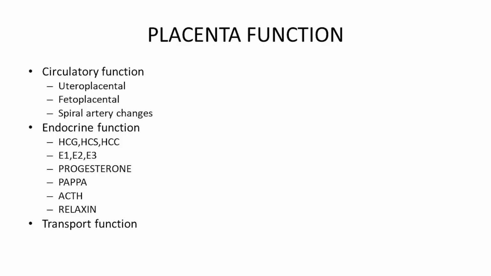What are the placenta functions? The placenta performs various functions: circulatory function, uteroplacental circulation, fetoplacental circulation, and it also gets involved in spiral artery changes. Now, this is important because there are some conditions in obstetrics that are associated with defective or abnormal circulatory function. If the spiral artery changes are not adequate, it can lead to a condition called preeclampsia. And also, uteroplacental dysfunction could lead to intrauterine growth restriction and even intrauterine fetal death.